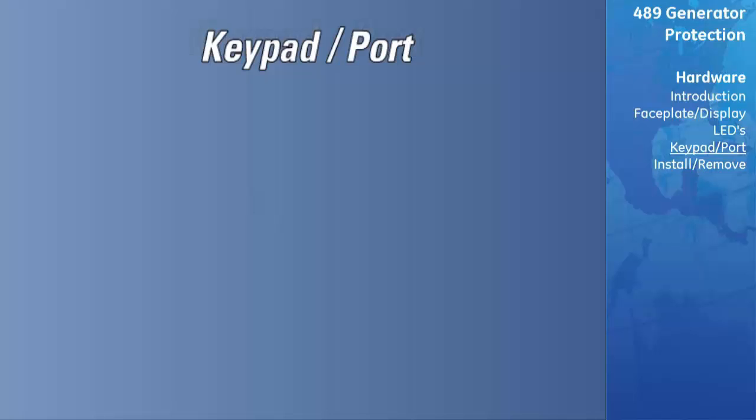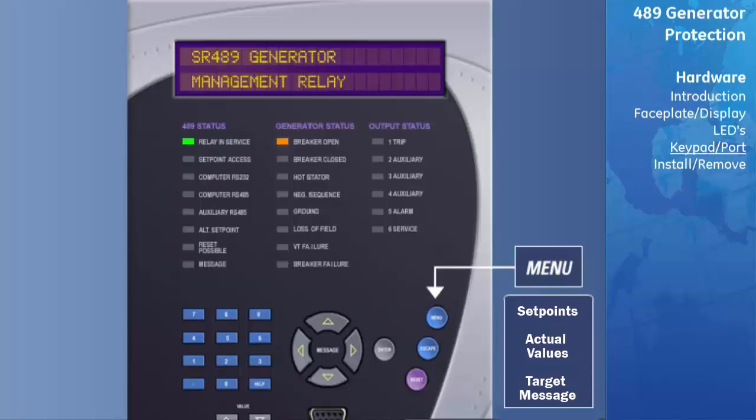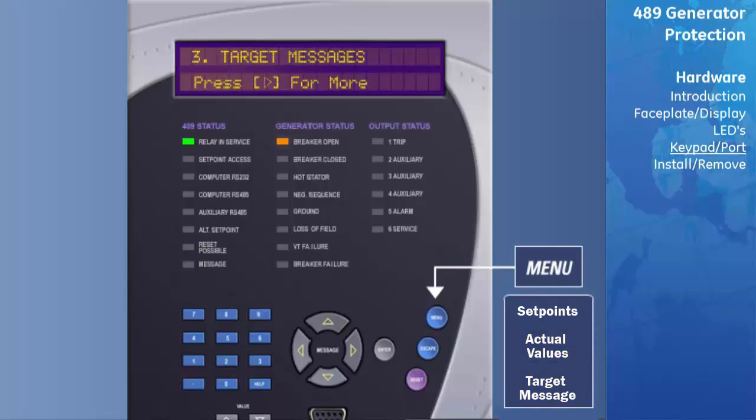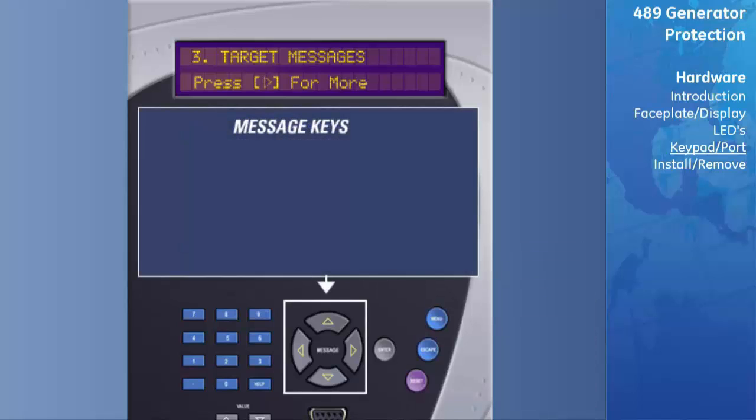The relay's messages are organized into pages under the main headings of set points, actual values, and target messages. The menu key is used to navigate through the main headings. Each page is broken down further into logical subgroups of messages. The message key may be used to navigate through the subgroups.